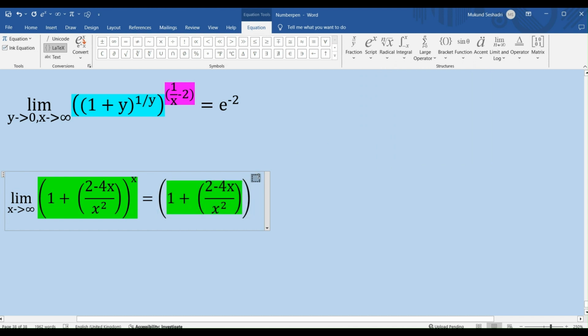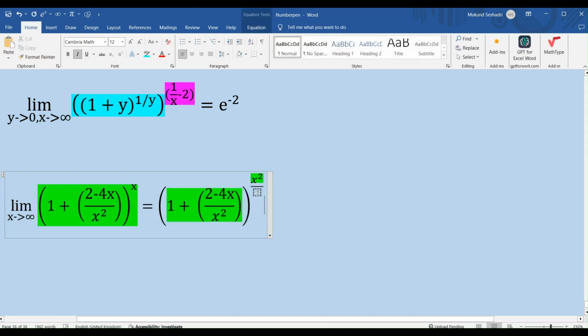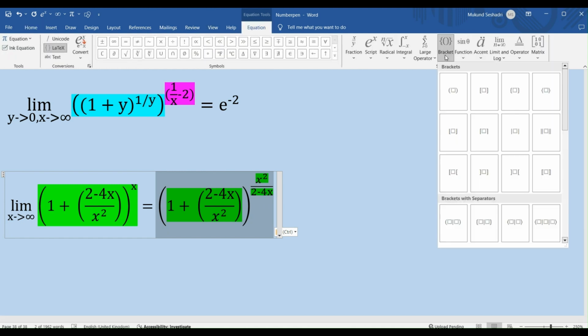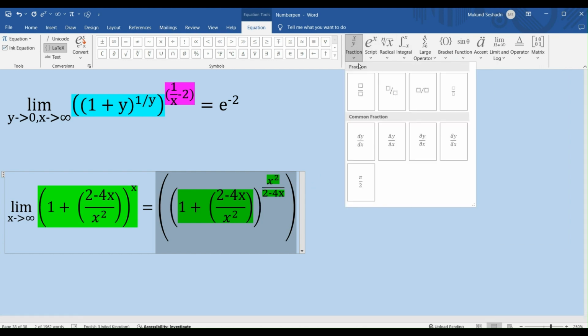And what do I do to put it in the format of 1 plus y to the power 1 by y? I call out this as the inverse of this, x square by 2 minus 4x, and this again I bracket it, and I raise it to the power.